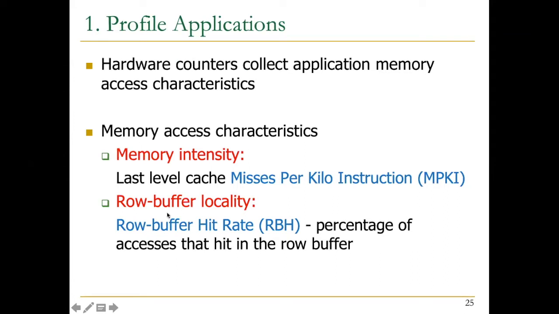And you want row buffer locality in terms of row buffer hit rate, the percentage of accesses that hit in the row buffer. And these need to be collected by hardware because it's very tough for the software to collect them cleanly. Otherwise, you will need to actually have a lot of interrupts into the software. Okay, the second step is done in system software.